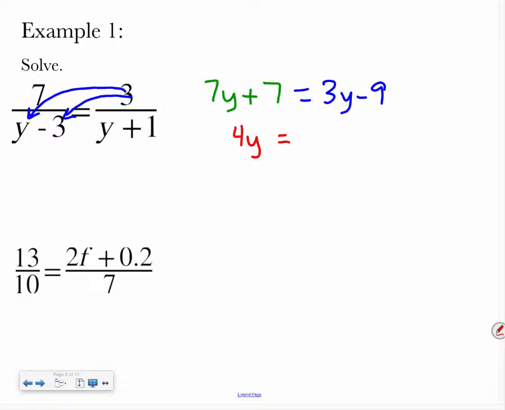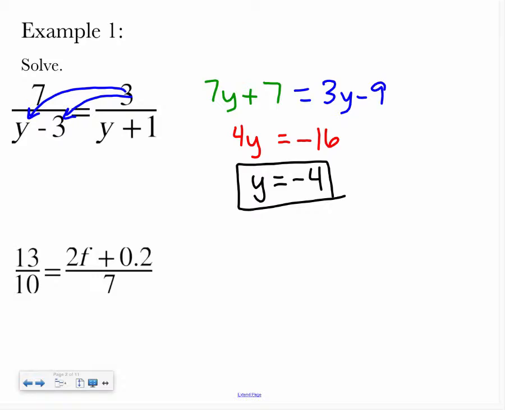So I'm going to subtract 7 from both sides. So now I have a negative 9 minus 7. That gives me a negative 16. Now, if I want y by itself, I have to move the 4. 4 is currently multiplying y, so we need to divide. And that leaves us with y equals negative 4 as our solution.